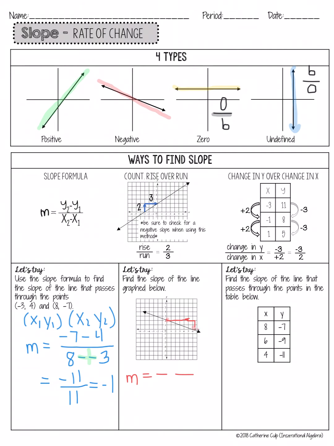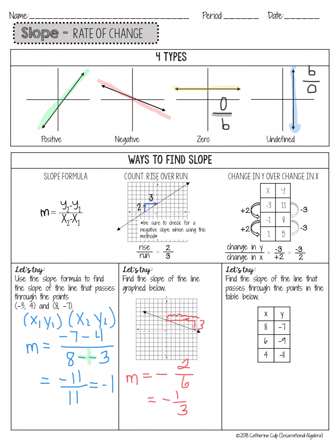Then I'm going to count my rise. 1, 2. And I'm going to count my run. 1, 2, 3, 4, 5, 6. So I'm going to end up with negative 2 over 6, which I can simplify to negative 1/3.